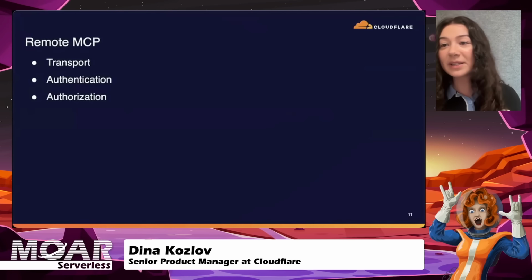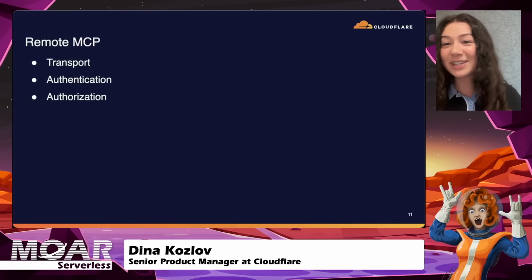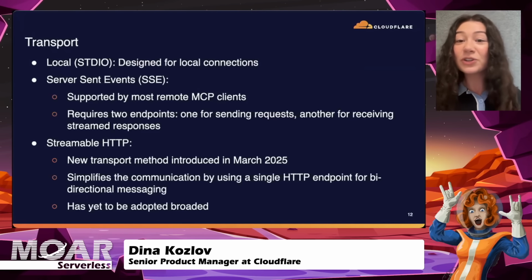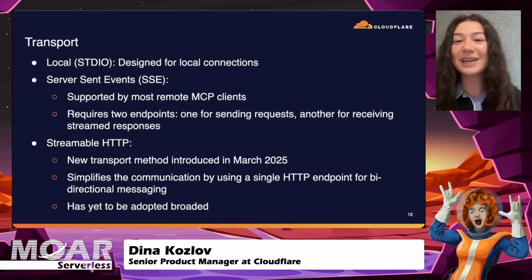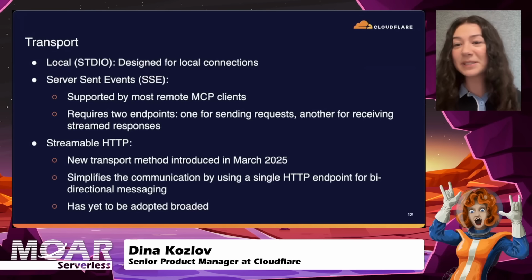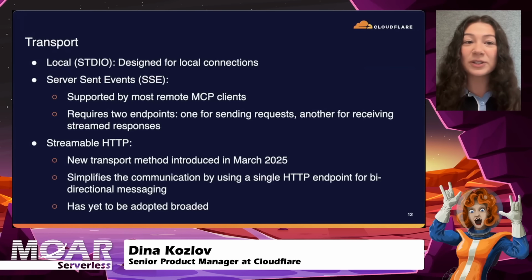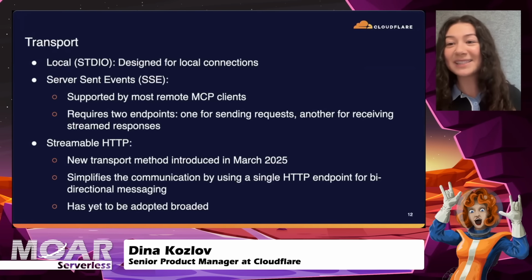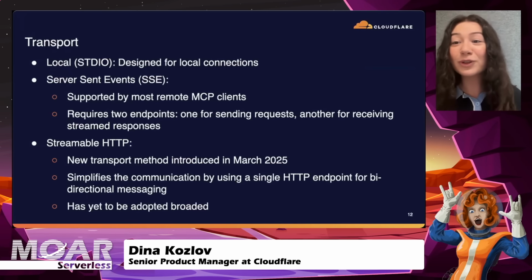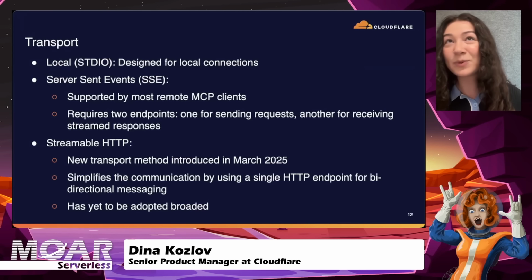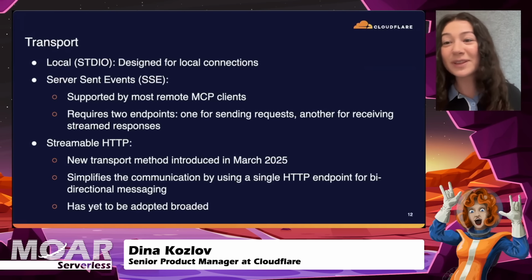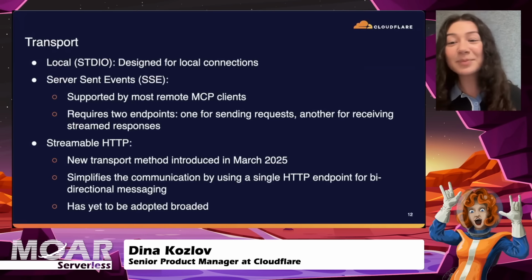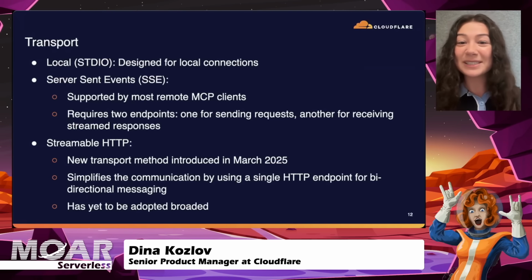So there are three main components. There is transport, there's authentication, and there's authorization. So transport defines how the client and the server can communicate with one another to send messages. And the MCP spec defines three standard methods of transport. The first one is STDIO, which is mostly used for local connections. So that is used for local MCP clients. That is what, if you're using Cursor, for example, or Windsurf, they'll be using this, or Claude Desktop even. The next one is server sent events.